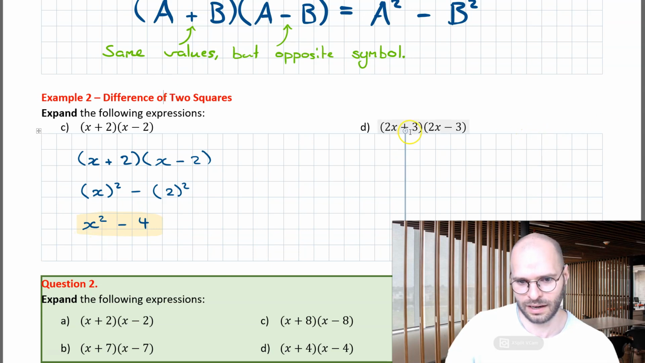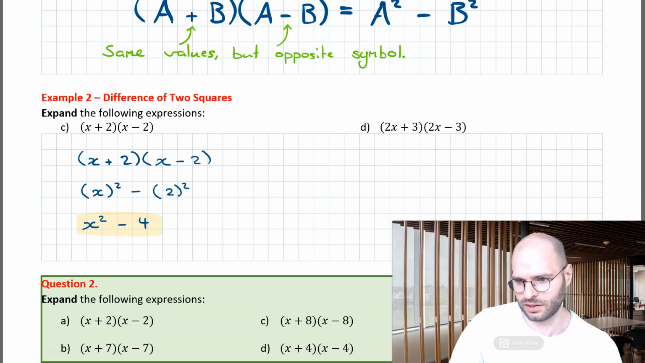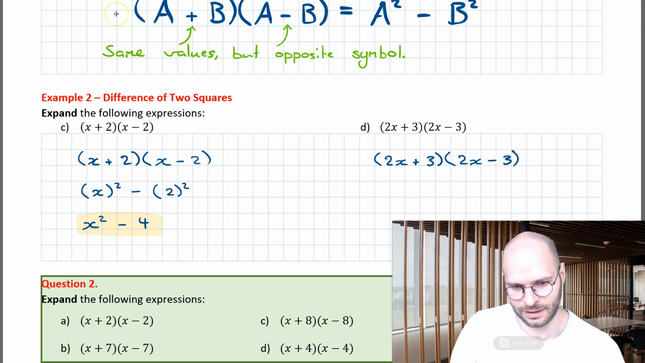Next example, we have 2x plus 3 multiplied by 2x take 3. Again, this is the dots situation because we have the opposite symbols with the same values. Expanding this out, my a in this case is 2x, so I square it. I go minus, and my b in this case is the 3, so I square that.